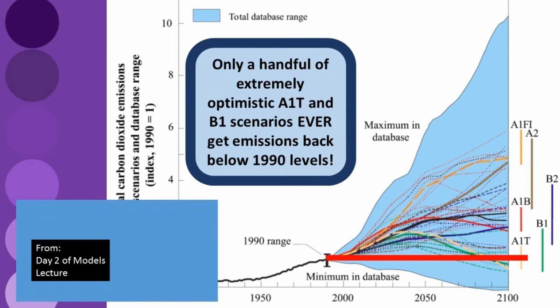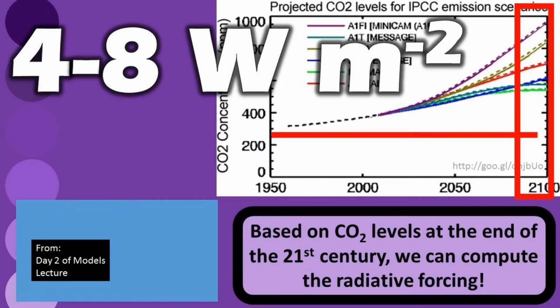And all of them still involve big growths in the total amount of carbon dioxide in the atmosphere. None of them ever get back to pre-industrial levels. None of them ever get back to 1990 levels, on the order of thousands of years into the future. And we get these enormous radiative forcings, 4 to 8 watts per square meter. This would be on the order of some of the biggest things that have happened in climate in the last 500 million years.